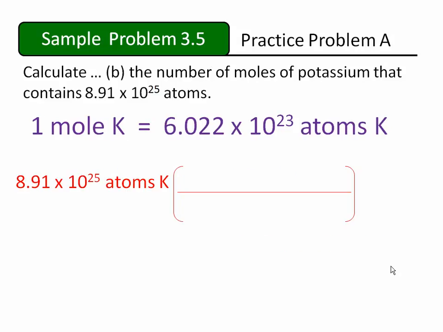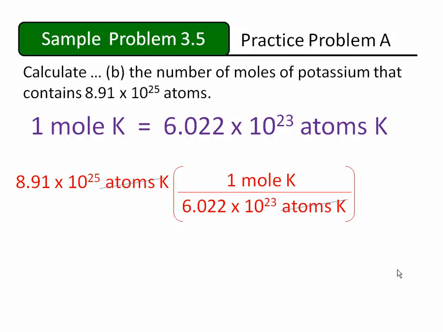For part B, we'll begin the dimensional analysis with the value 8.91 times 10 to the 25th atoms of potassium. The units of atoms will cancel if we place Avogadro's number in the denominator of our conversion factor. We will then place 1 mole of potassium in the numerator. Those two things are equivalent to one another.